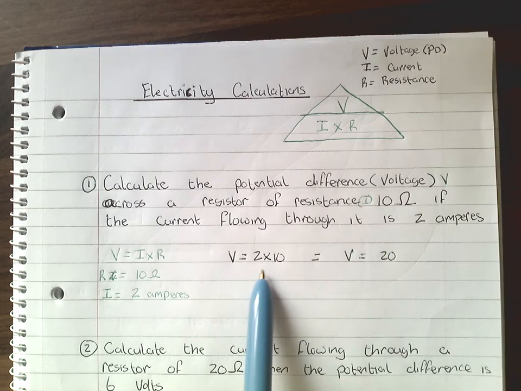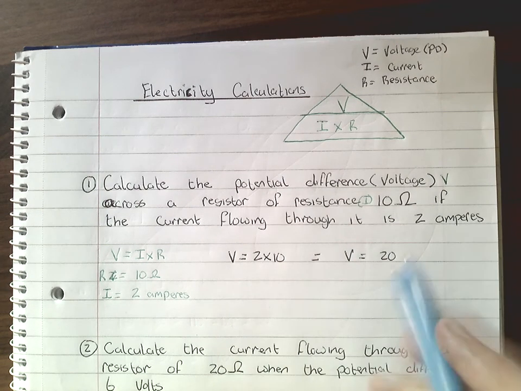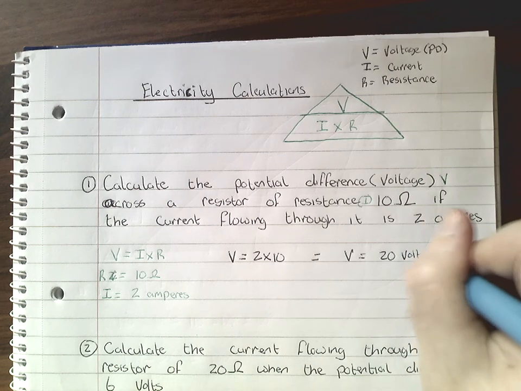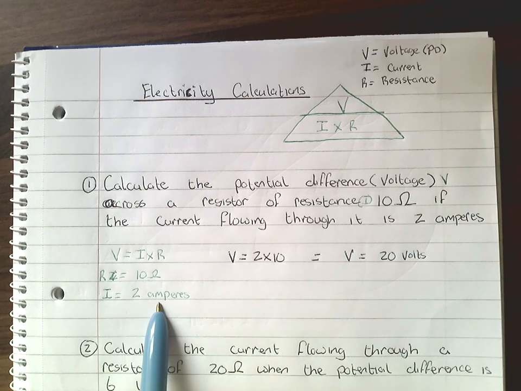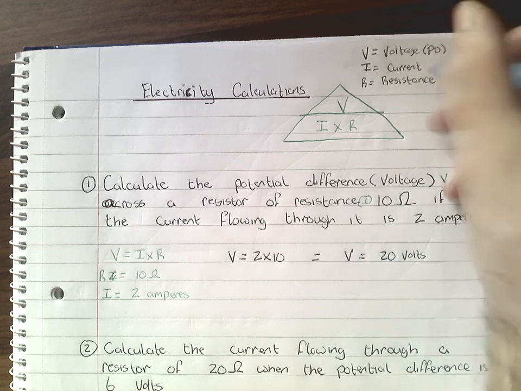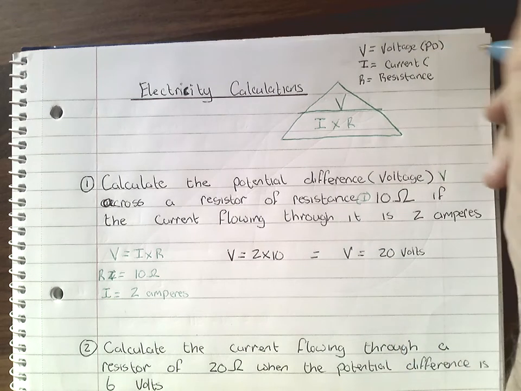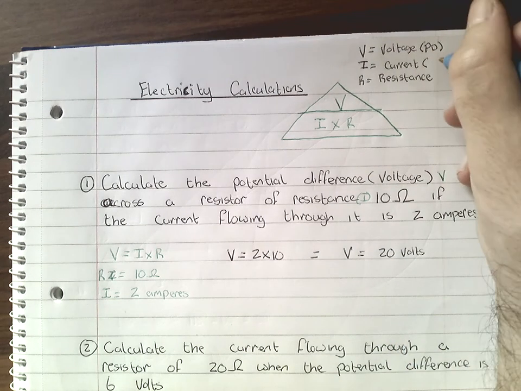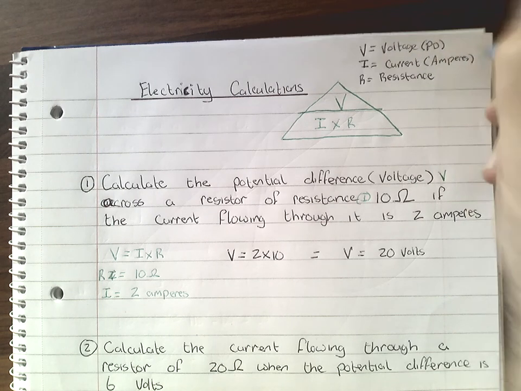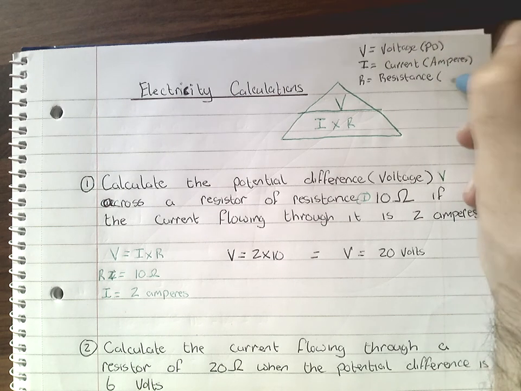The unit for voltage is volts. So it's just VOLTS. Amperes is the unit for current, ohms is the unit for resistance, and volts is the unit for voltage. So we'll just write this up here. Current is in amperes, so it's just a unit, and resistance is in ohms.